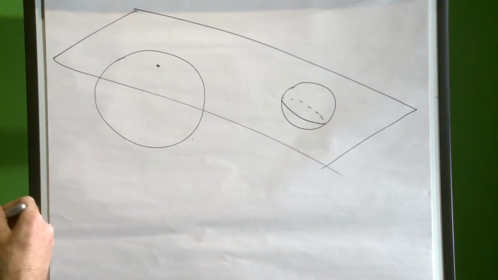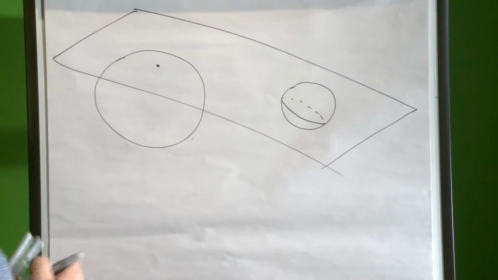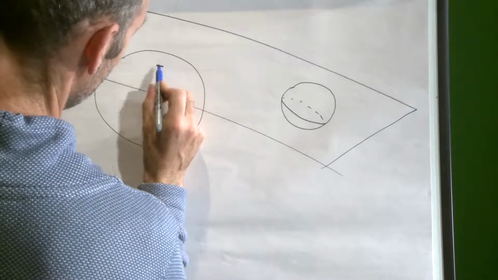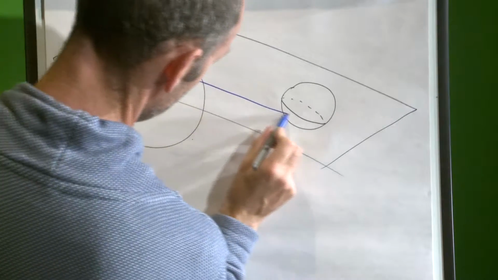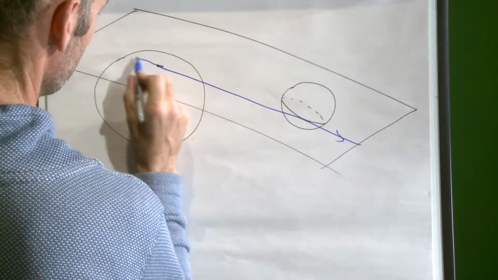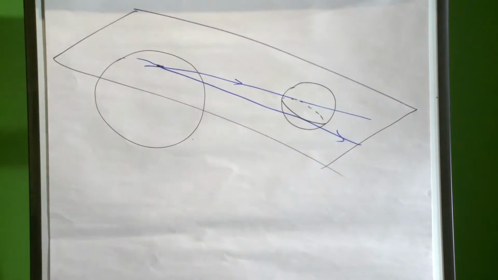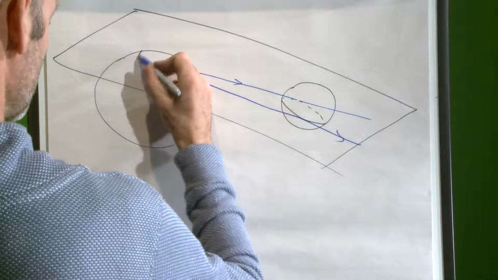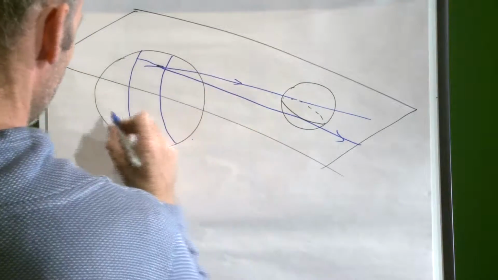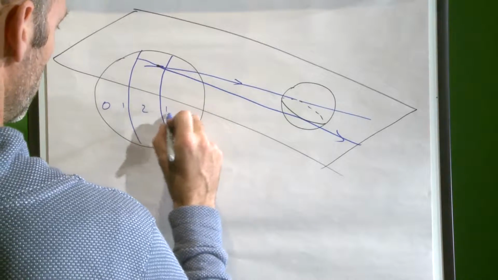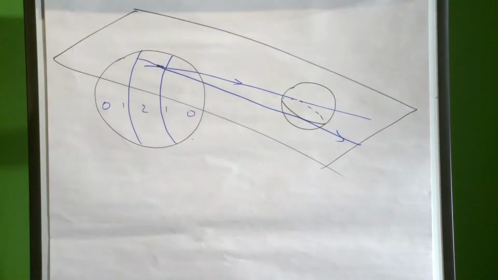And where is the common tangent? Well, the common tangent here is the one that goes from here to here, and the one that goes from here to here on the other side. So there are 2 common tangents to that point. And these are exactly the points in between. So this is 0, 1, 2, 1, and 0 again. And the same on the other side.